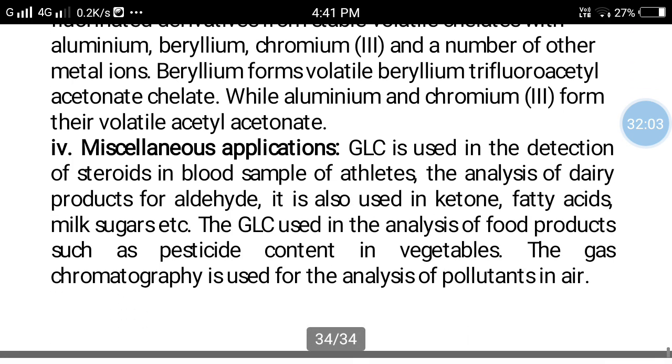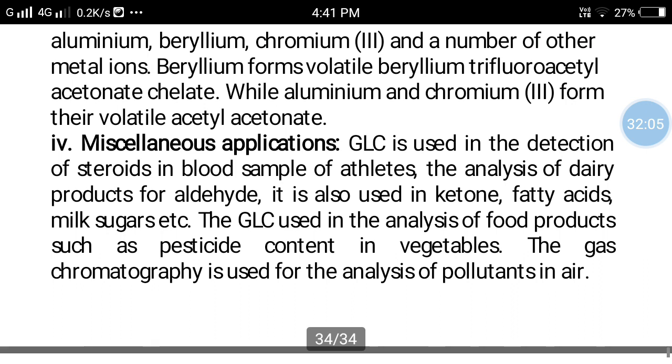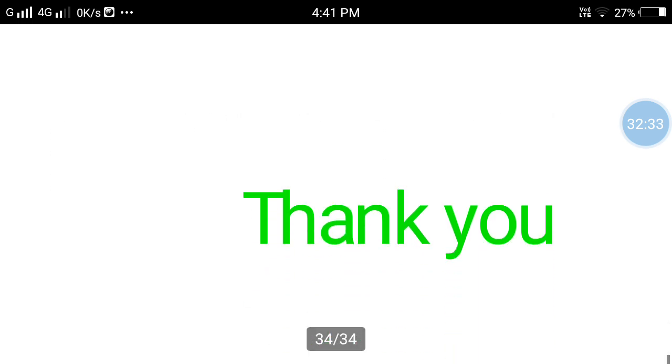In the fourth, that is the miscellaneous applications, GLC is used in the detection of steroids in blood samples of athletes. The analysis of dairy products for aldehydes, it is also used for ketones, fatty acids, milk sugar, etc. GLC is used in the analysis of food products such as pesticide content in vegetables. Gas chromatography is used for the analysis of pollutants in air.